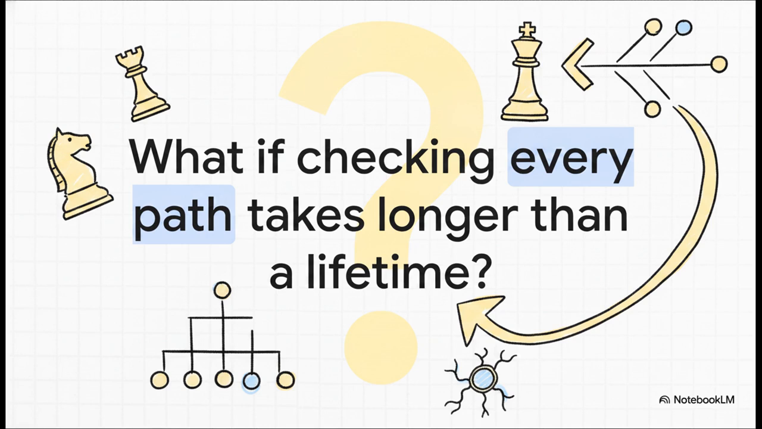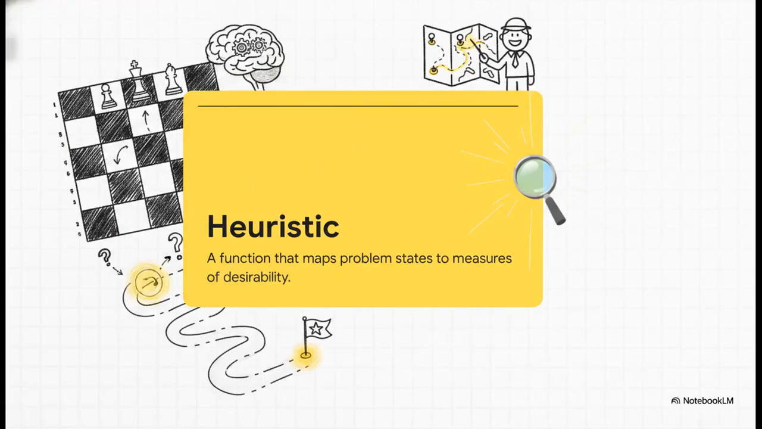So we clearly need a completely different strategy. Enter heuristics. A heuristic is essentially the ultimate smart tour guide. It's a function that looks at a problem state and assigns it a score based on how desirable it is. So instead of blindly checking every single possible chess move, the heuristic function makes a highly educated guess. It evaluates the board and basically says, hey, this direction looks really promising. Let's focus all our searching over here first.